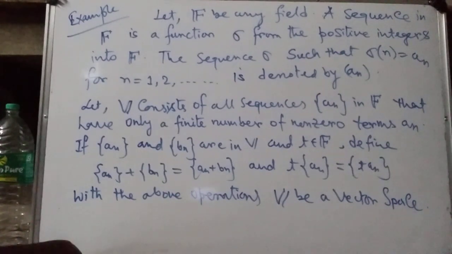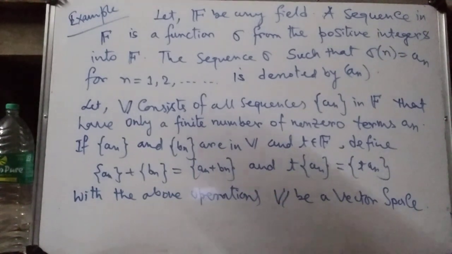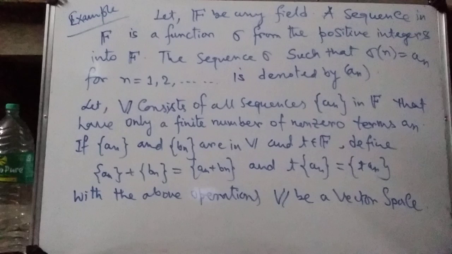So we discussed two examples of vector spaces. First is the set of all polynomials with coefficients from F, which forms a vector space, and second is V, which consists of all sequences {a_n} in F that have only a finite number of non-zero terms a_n.